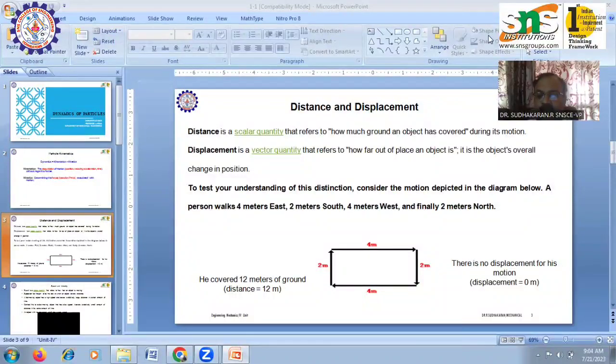Whereas the displacement is 0, because he started from a position 4 meters east and finally reached the same position, so there is no displacement. The initial position and final position of the person are the same, so the displacement is 0, whereas the distance covered by him is 12 meters.